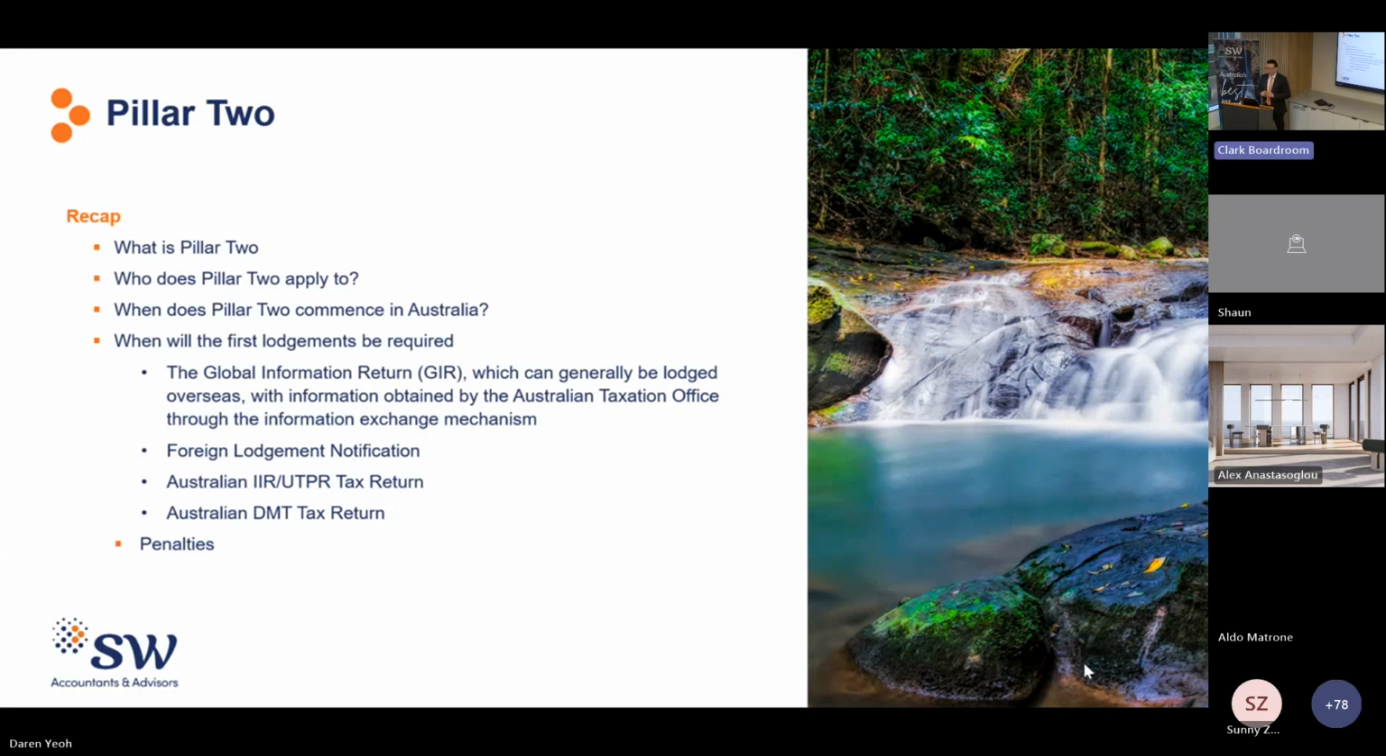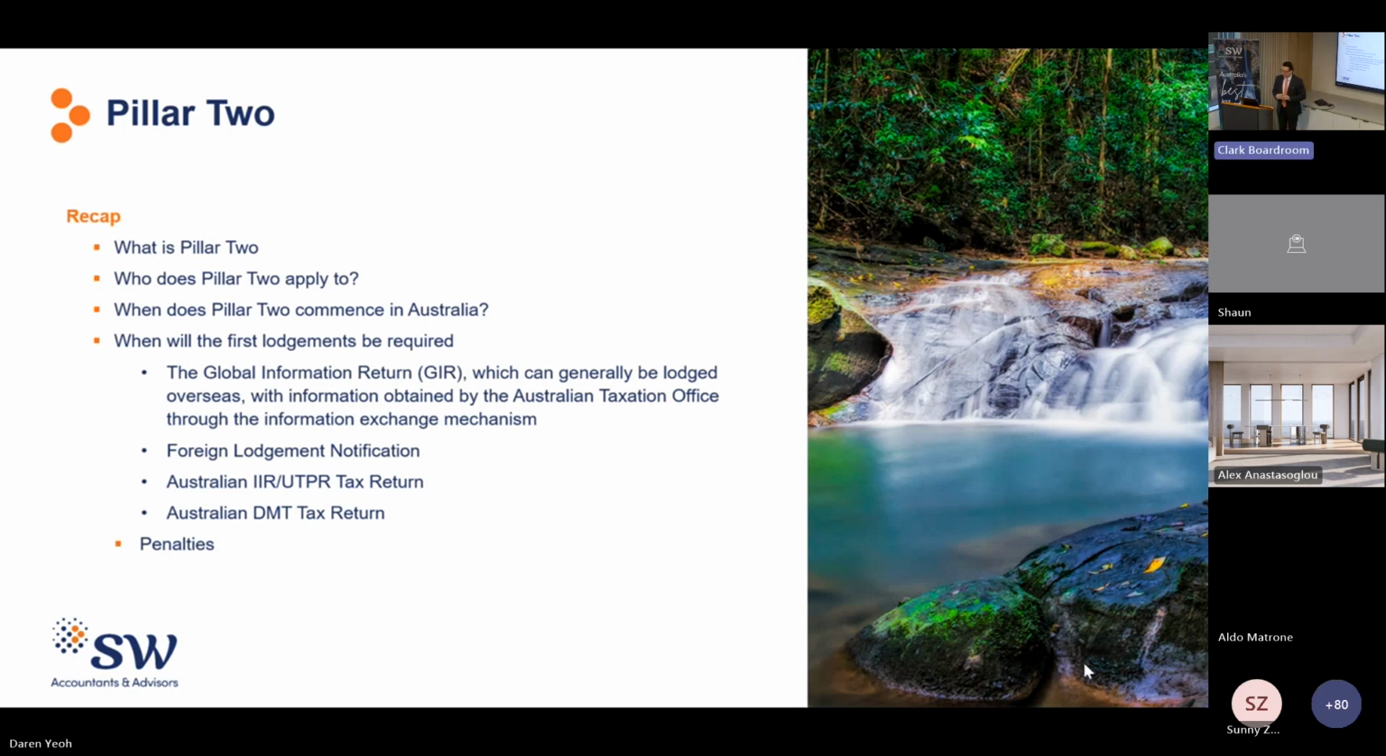So who does Pillar 2 apply to? It broadly applies to groups with a consolidated turnover of euro 750 million or more. So you're focusing on the consolidated turnover.